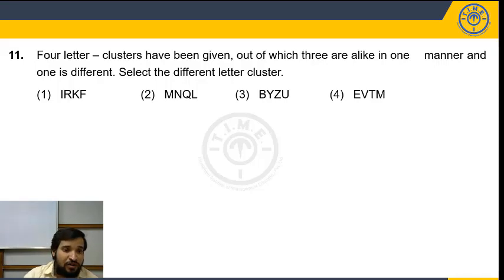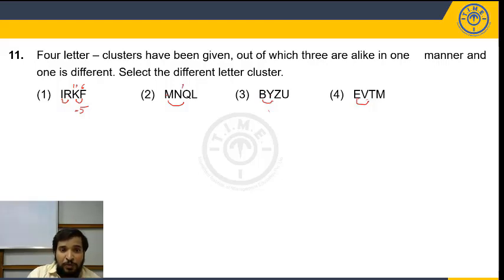If you observe the 4 letter clusters, the first 2 letters are opposite pairs. That is I's opposite pair is R, M's opposite pair is N, B's opposite pair is Y and E's opposite pair is V. And if you see the third and fourth letter, K place value is 11, F place value is 6. So the difference between them is 5.